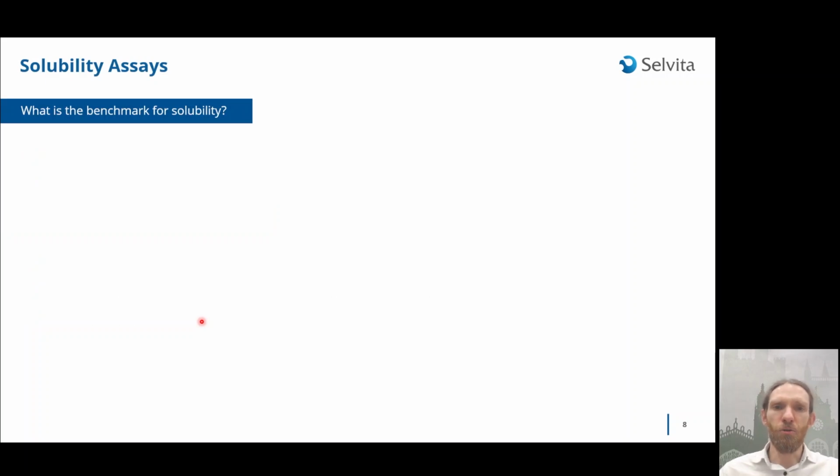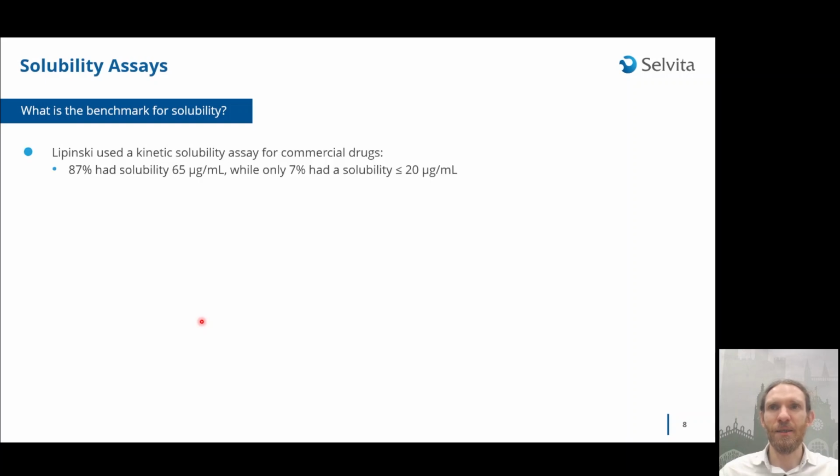What is good or bad or acceptable solubility of a compound that we'll be measuring in our assays? Now, Lipinski used a kinetic solubility assay for commercial drugs. He found out that 87% of them had solubility of at least 65 micrograms per milliliter, while only 7% had solubility below 20 micrograms per milliliter.